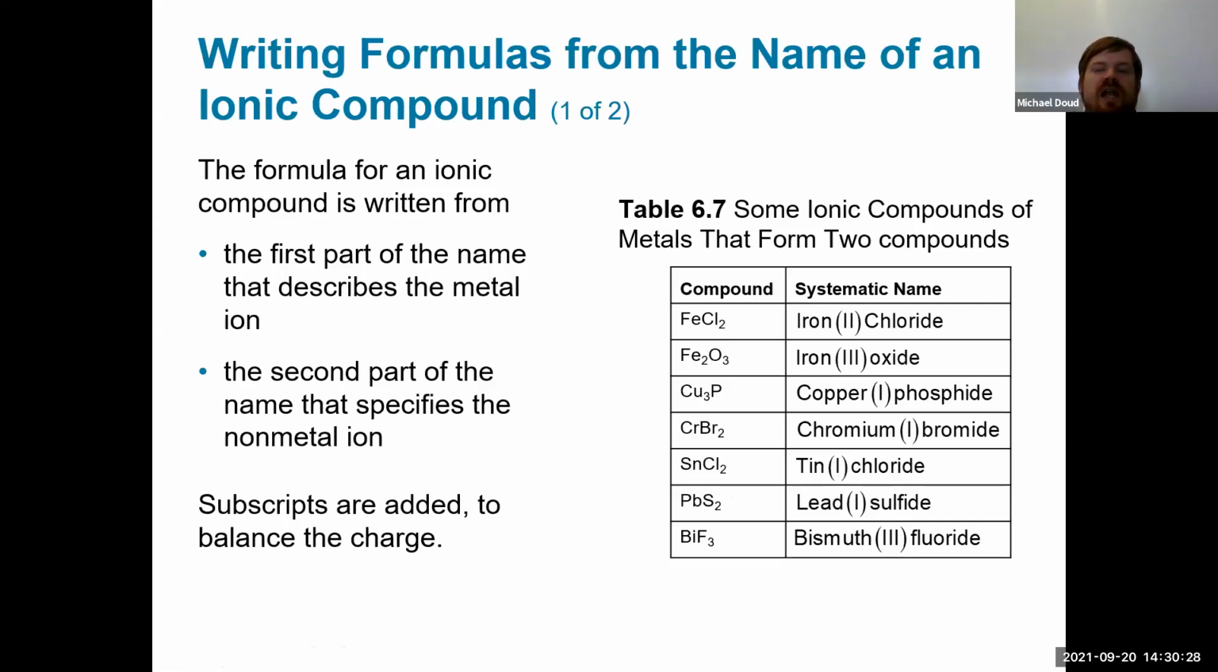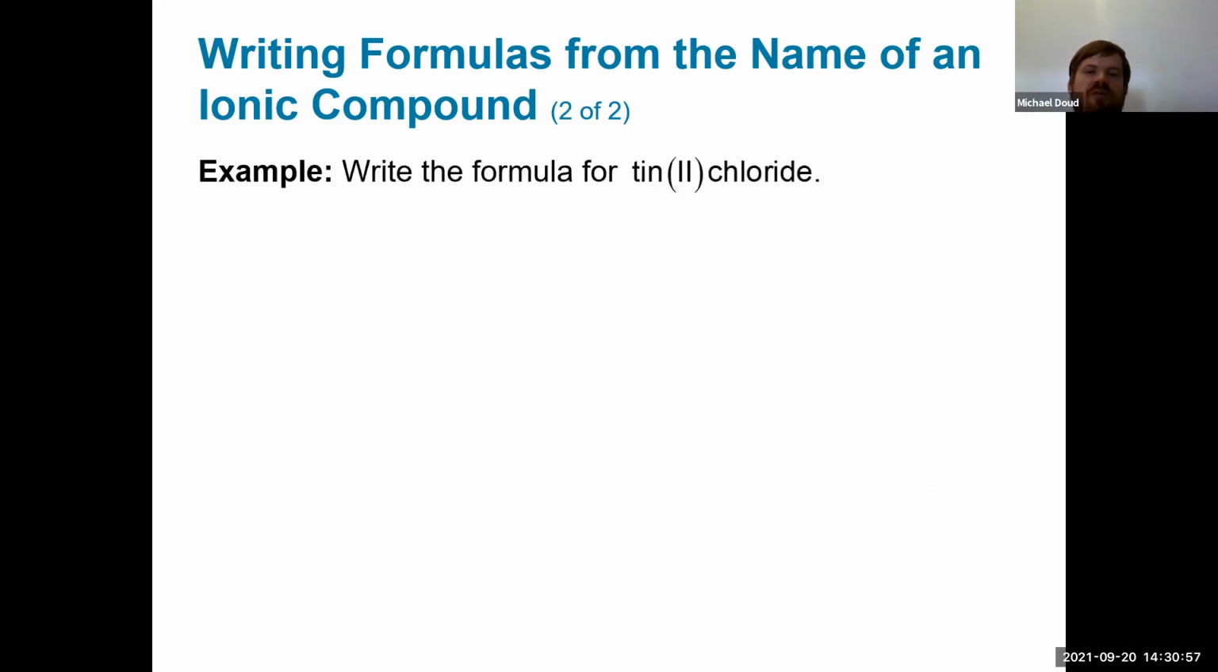Okay. Now, the other way that we can go is to write the formula from the name of an ionic compound, which I think is a little easier. The way that you can write a formula from a name is you basically take the first part of the name, that's your cation, and then the second part of the name describes your anion. Then you combine them together to make sure that you can balance the charges. That's it. That's all you have to do. It's the reverse of what we were doing before.